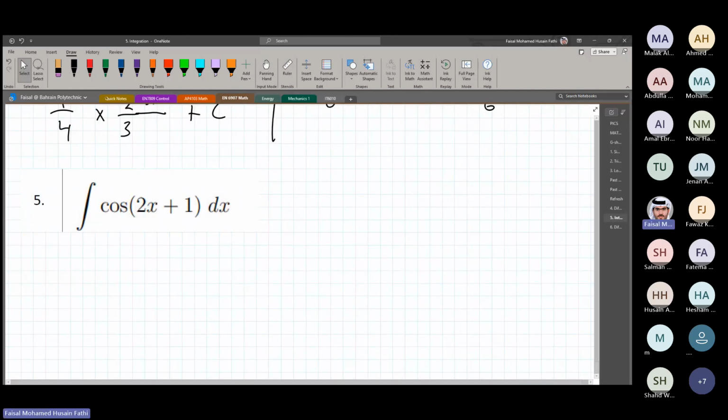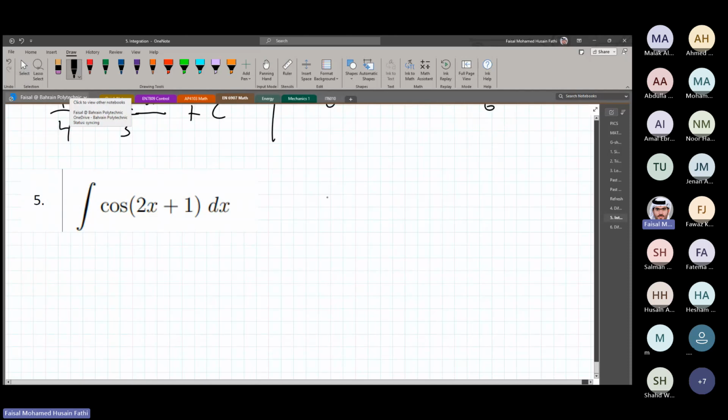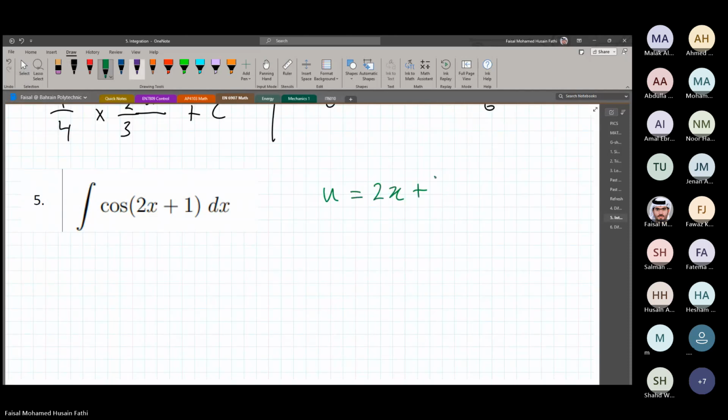Again, same concept exactly. Let u equal 2x plus 1. du is equal to 2 dx. In other words, dx is equal to du over 2.